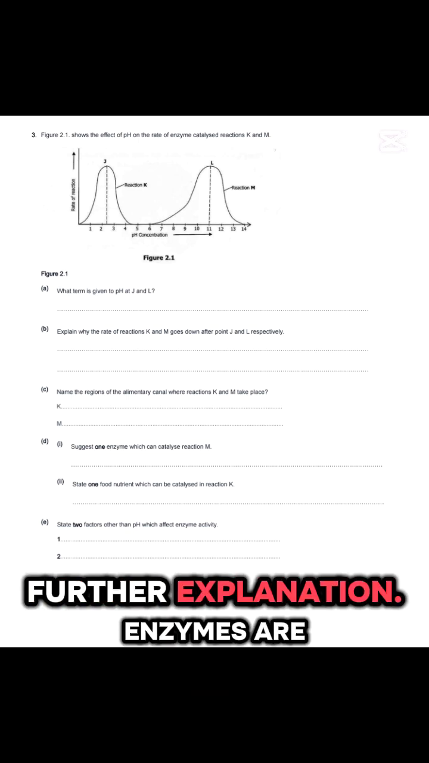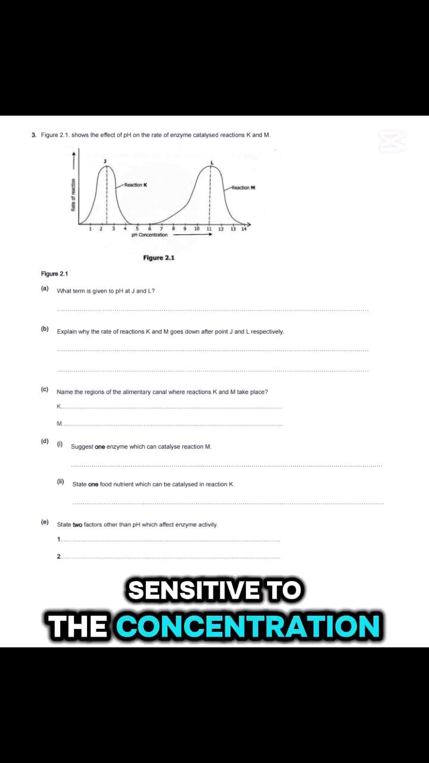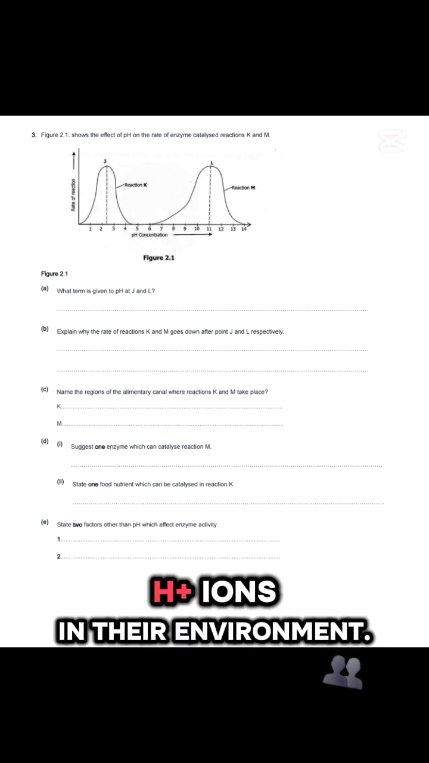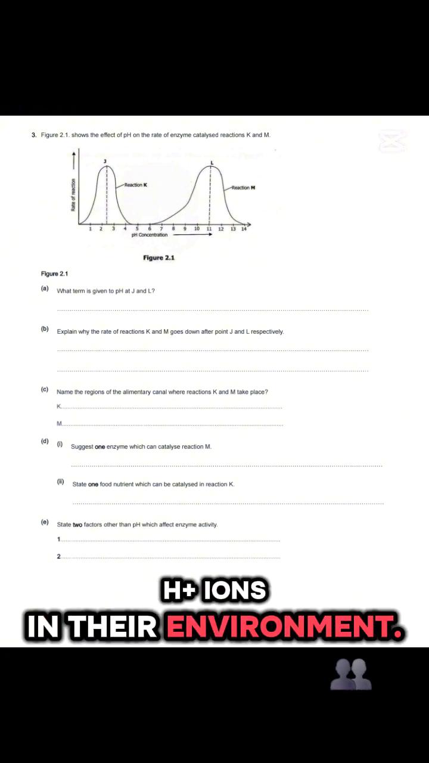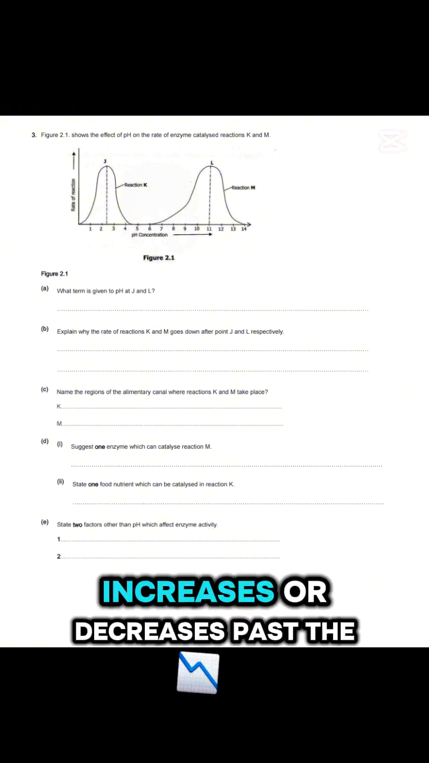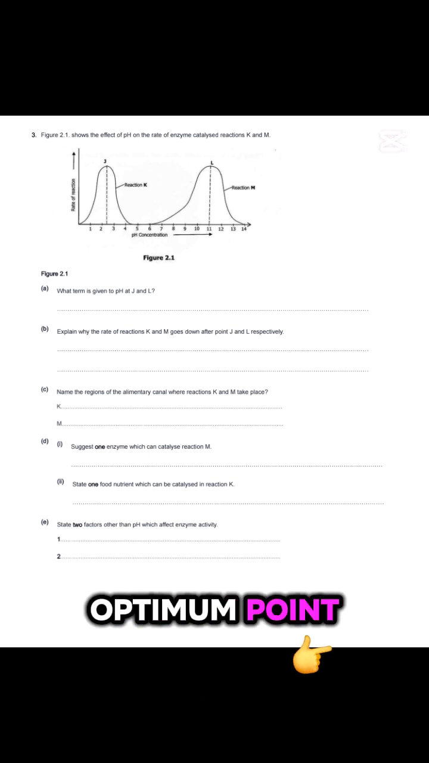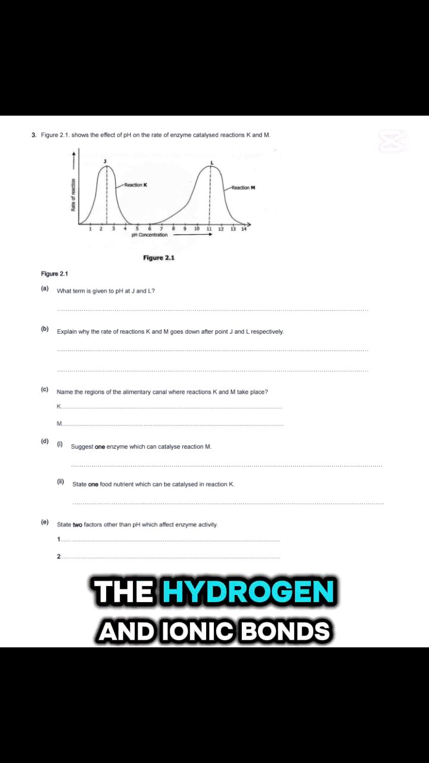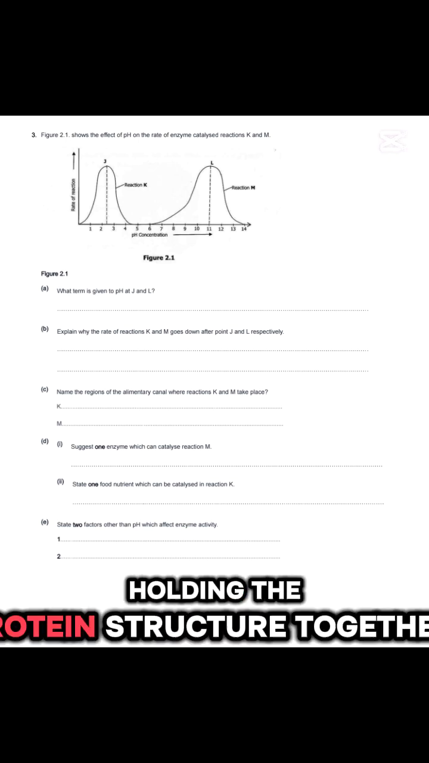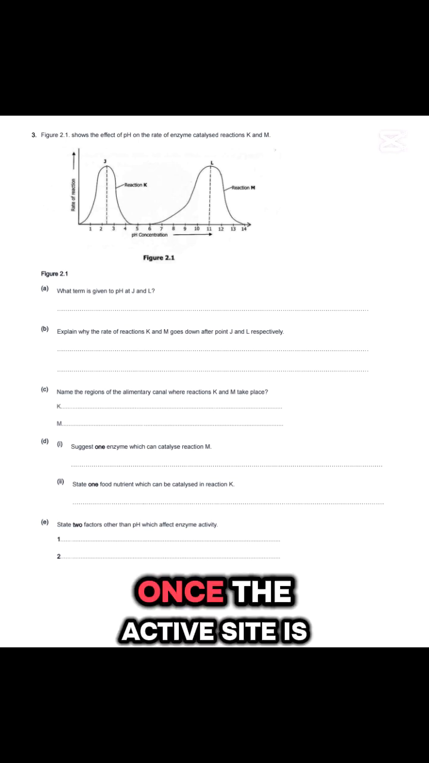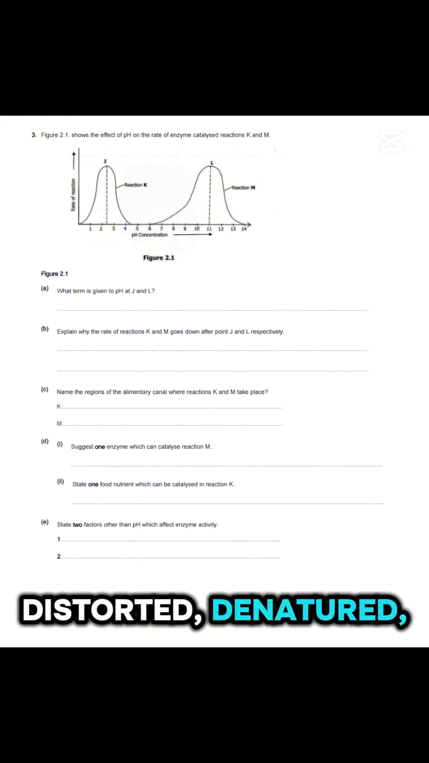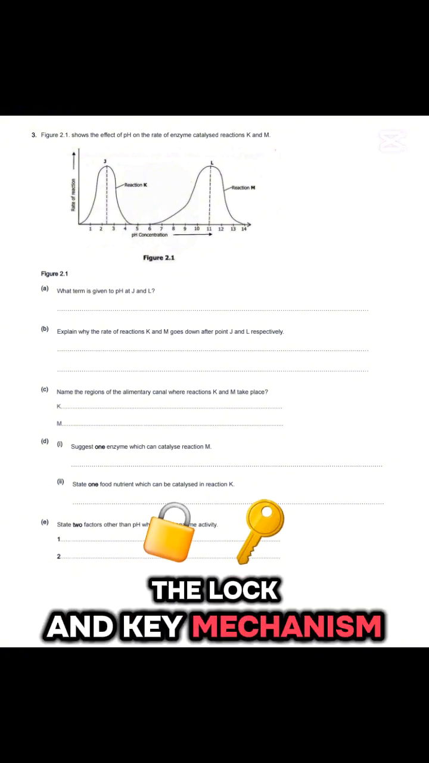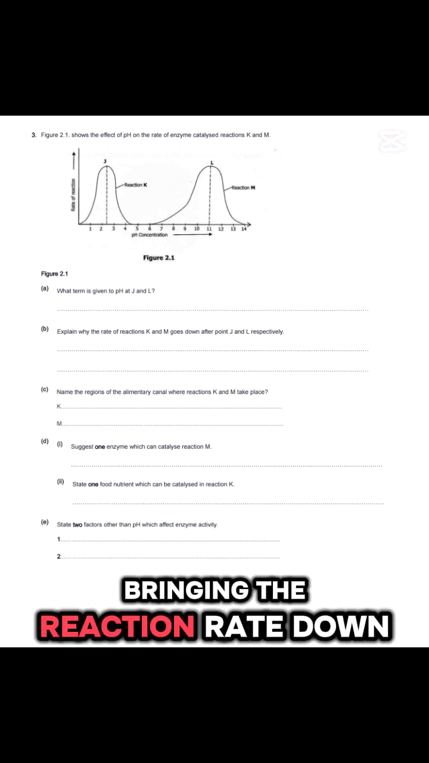Further explanation: enzymes are sensitive to the concentration of H+ and OH- ions in their environment. If the pH increases or decreases past the optimum point, these excess charges disrupt the hydrogen and ionic bonds holding the protein structure together. Once the active site is distorted, denatured, the lock and key mechanism fails entirely, bringing the reaction rate down to 0.